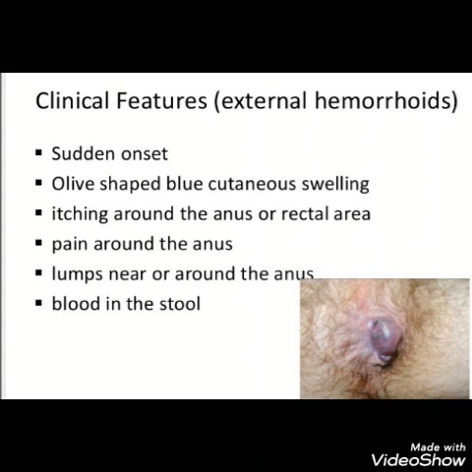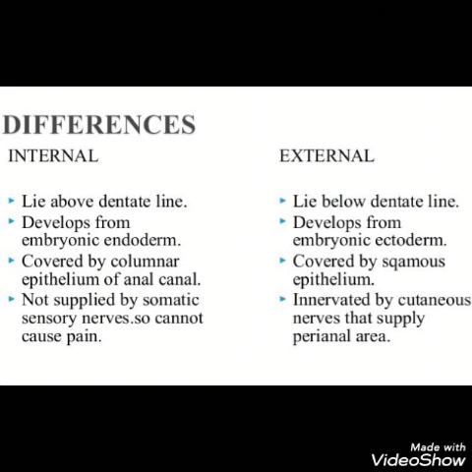Clinical features of external hemorrhoids include olive-shaped blue cutaneous swelling along with itching around the anus or rectal area. There is pain around the anus, lumps are formed near and around the anus, and the onset is sudden.